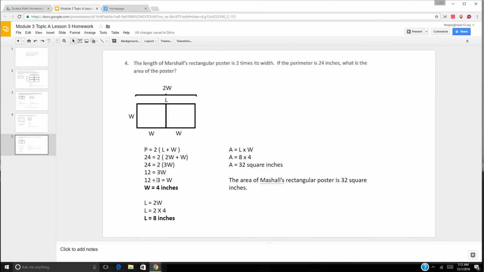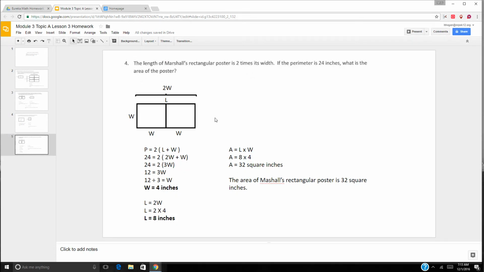So now we have to divide by 3. 12 divided by 3 is the width. How many 3s are in 12? 4. So the width is 4. So now we know that this is actually 4. And 4 plus 4 is what? 8. So we know that the width is 4 and the length is 8.